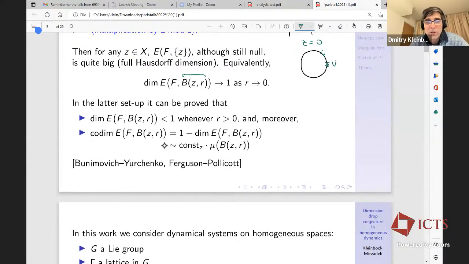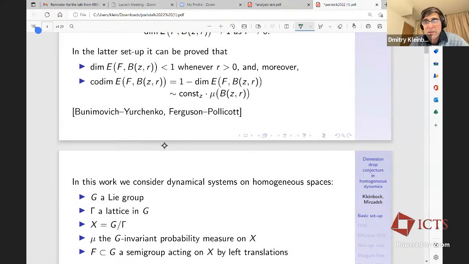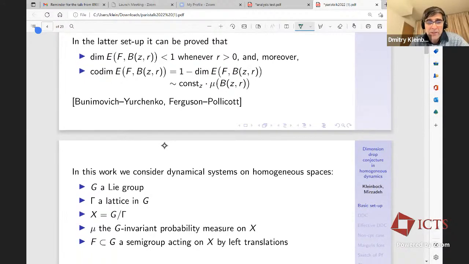So I want to have the following setup. Feel free to interrupt me if you have any questions. So X will be G mod gamma, where G is a Lie group and gamma a lattice in G. Mu will be the G-invariant probability measure. And F will be a semigroup, most often a one-parameter semigroup, acting on X by left translations.